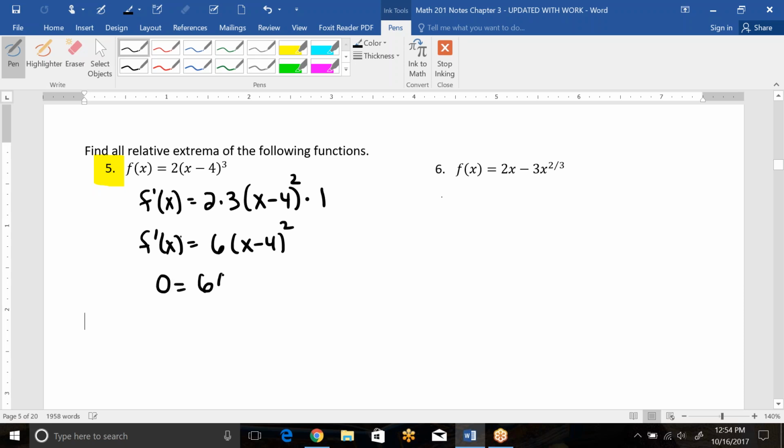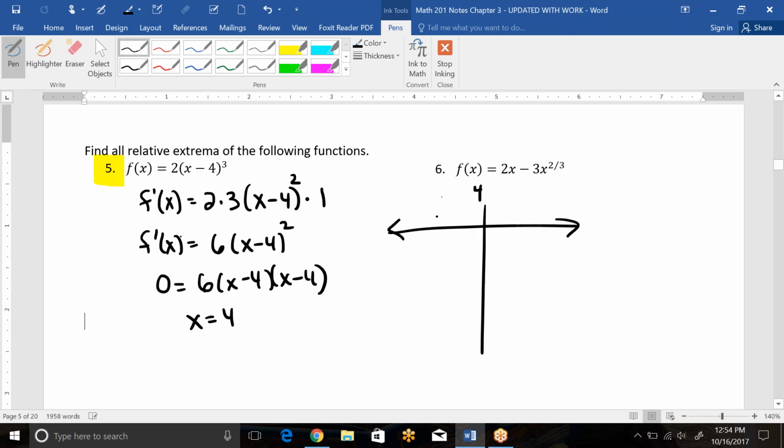If we set this equal to 0, it's already factored. You can imagine writing x minus 4 twice. You're just going to get x equals 4. So that's our only actual critical value. So when we plug that into our table, this would be 0 and maybe 5. So this is the interval negative infinity to 4 and 4 to positive infinity. Plug those into our derivative.